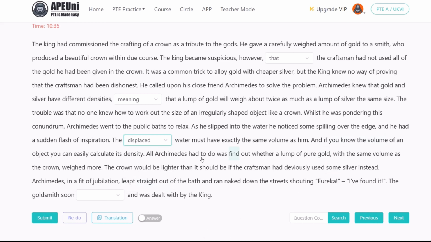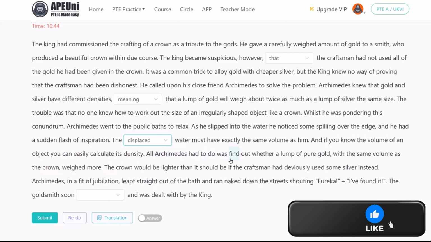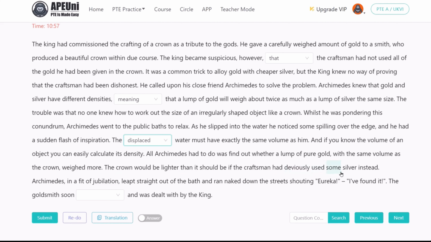And if you know the volume of an object, you can easily calculate its density. All Archimedes had to do was find out whether a lump of pure gold with the same volume as the crown weighed more. The crown would be lighter than it should be if the craftsman had deviously used some silver instead. Archimedes, in a fit of jubilation, leapt straight out of the bath and ran naked down the streets, shouting, "Eureka! I have found it!"